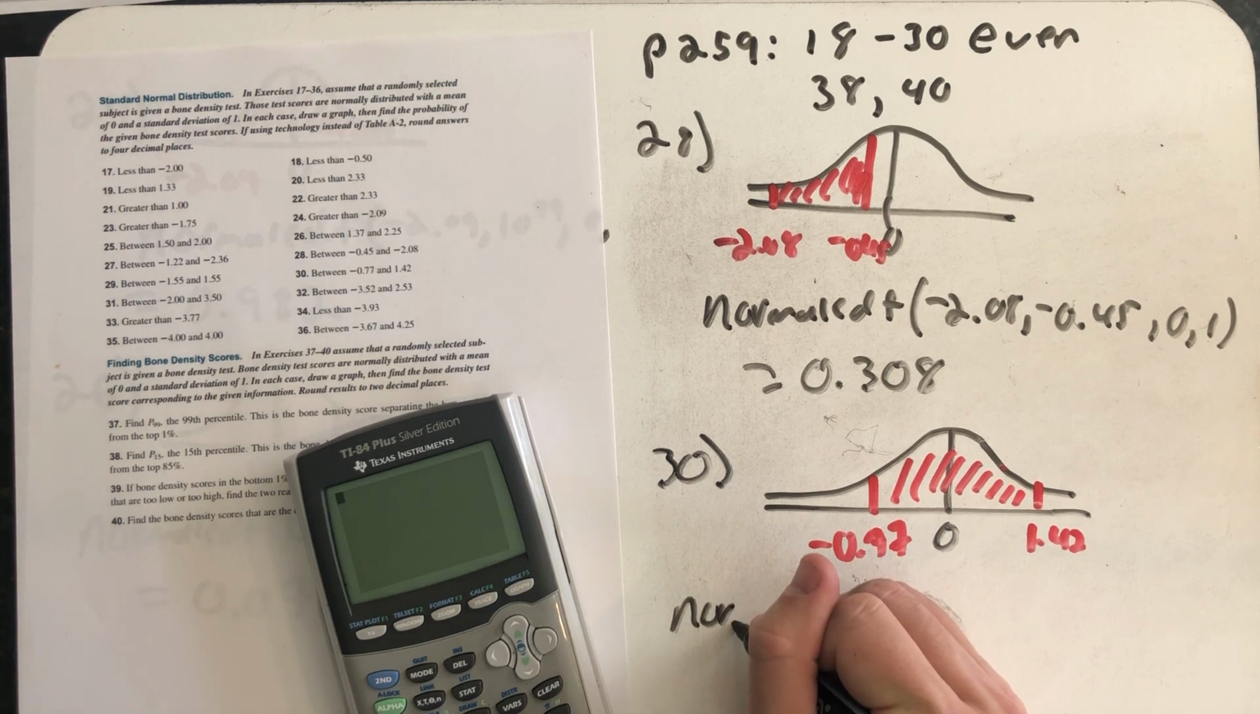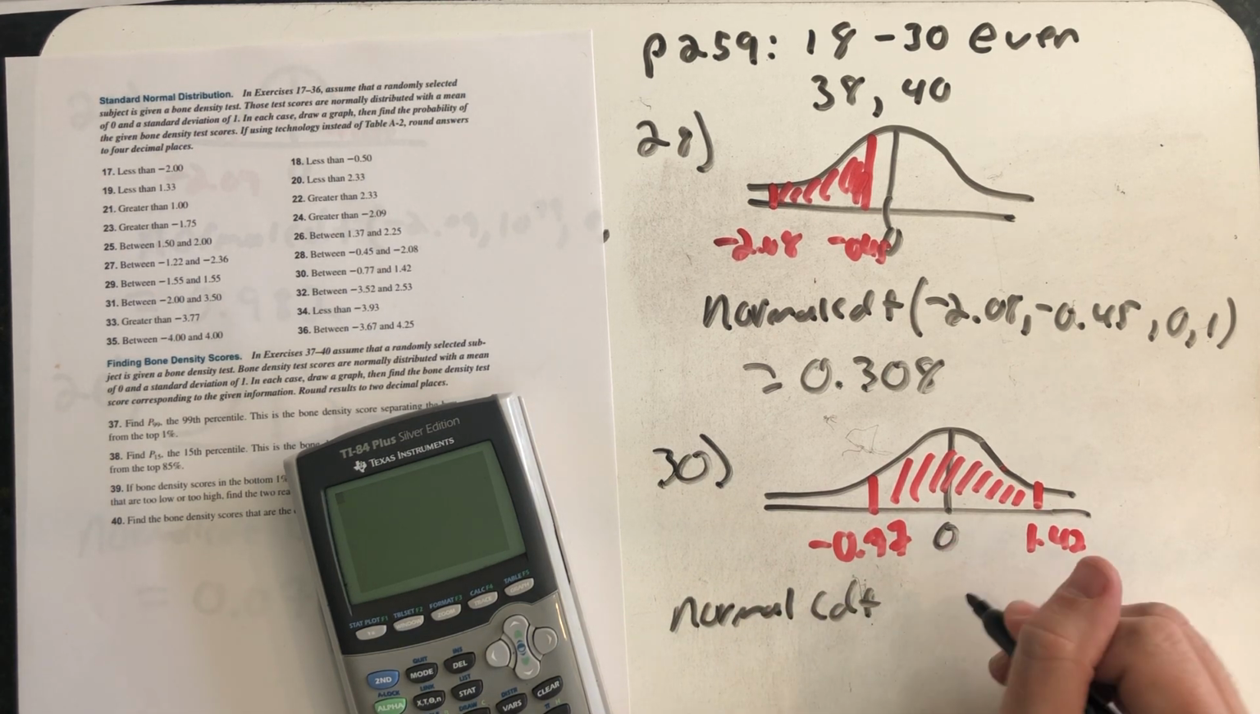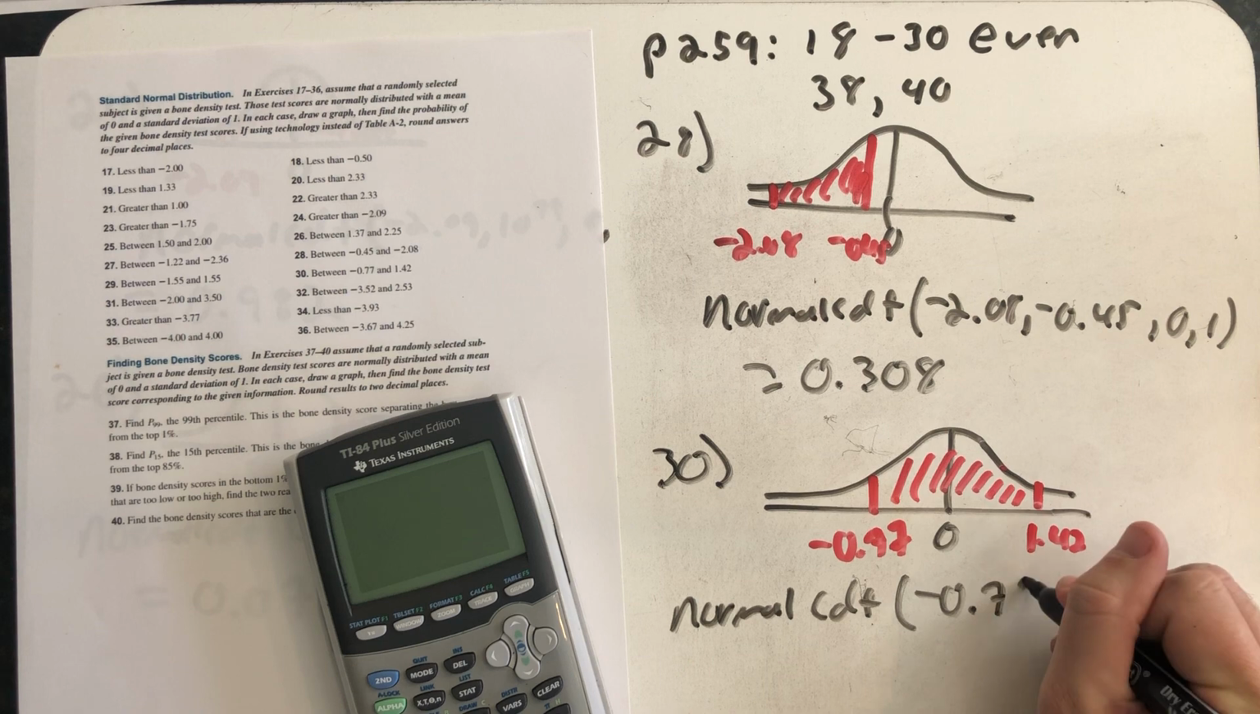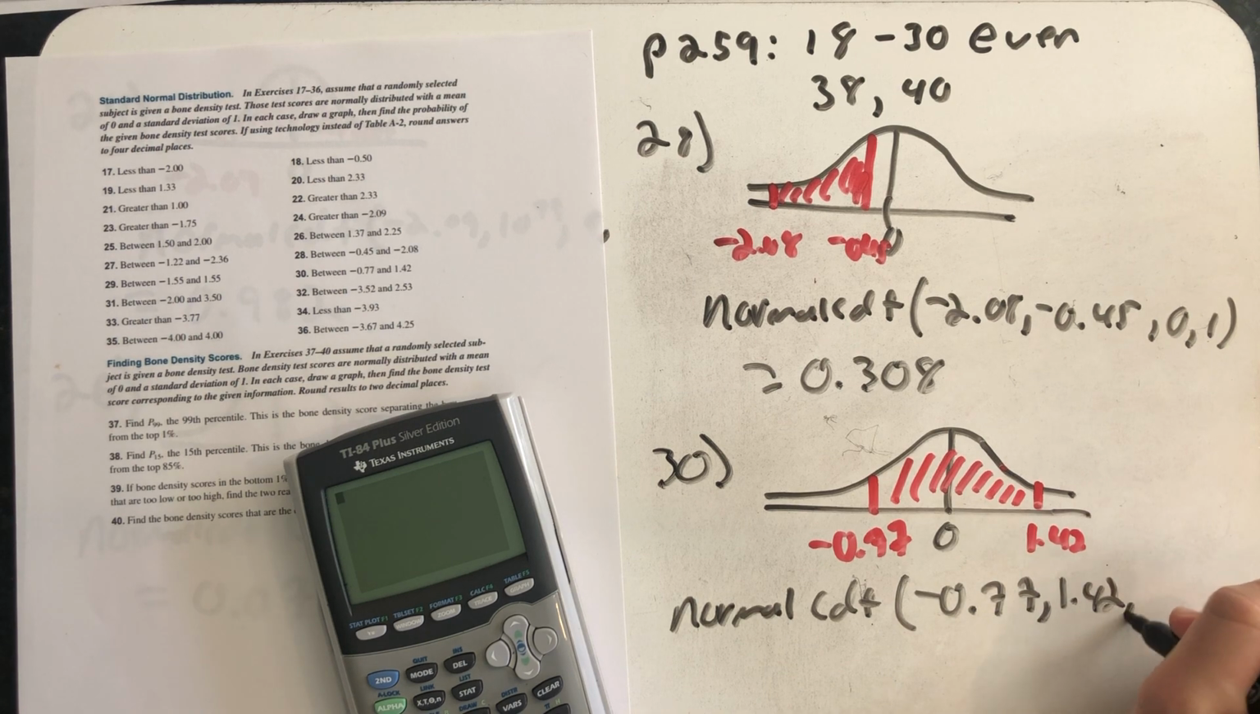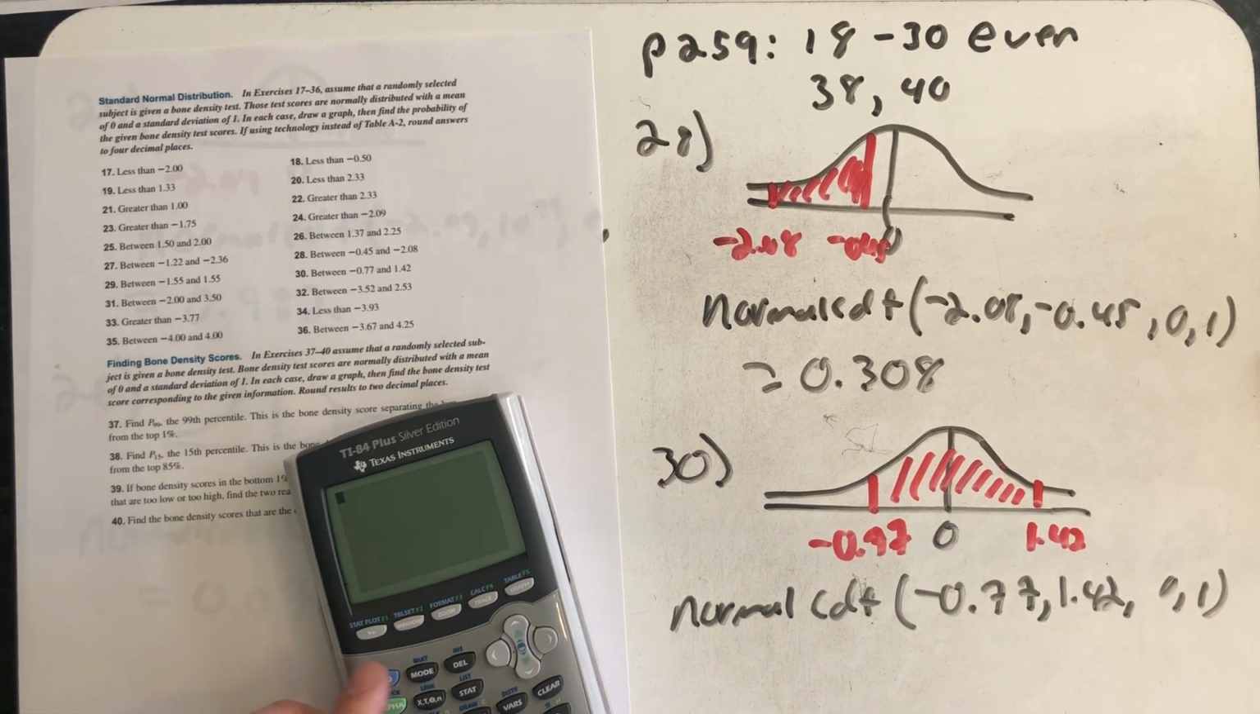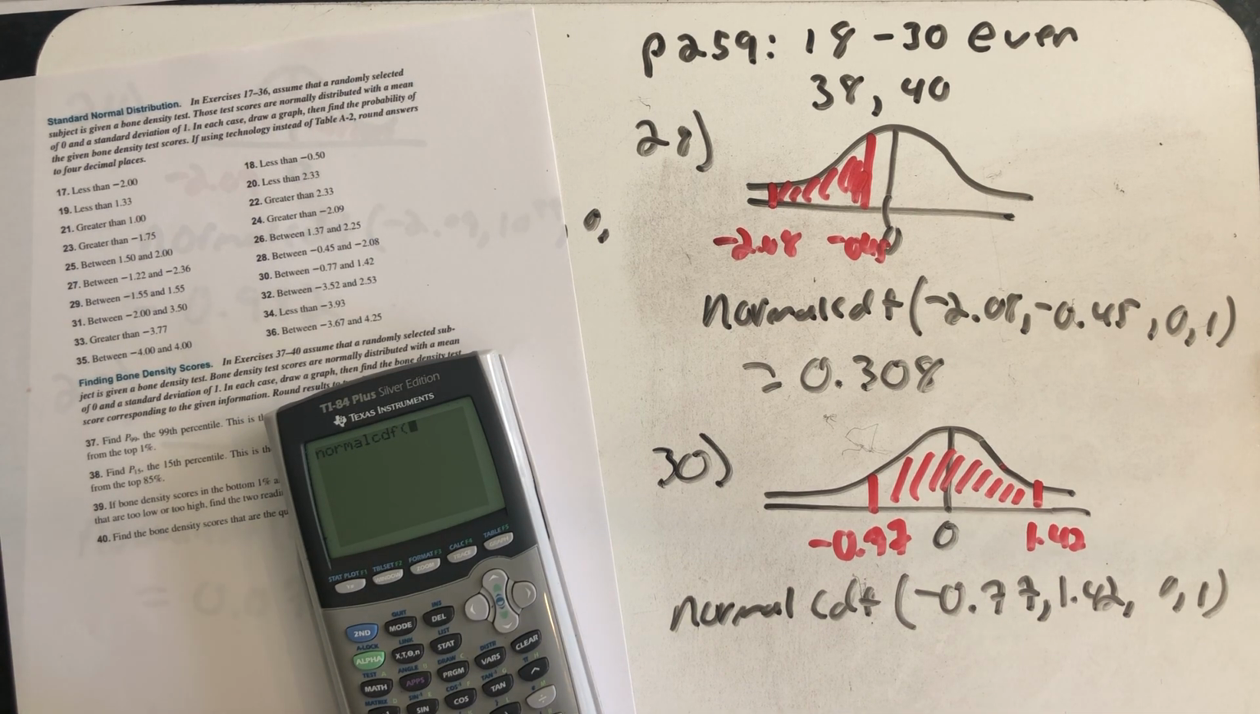So, normal CDF minus 0.77, comma, 1.4201. And again, for normal CDF, if I don't type in 0 and 1 for the mean, it's going to assume that anyway. I'll demonstrate on this one that I can leave those off and it'll give me the same probability. I don't want to type them in most of the time anyway because that's how I do any of the other problems we'll see in 6.2.